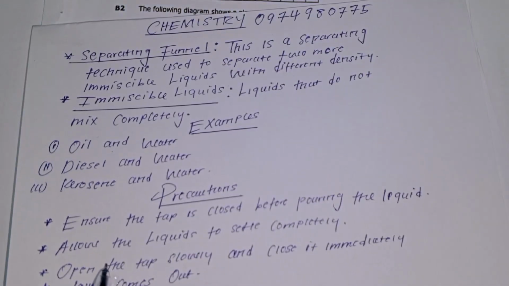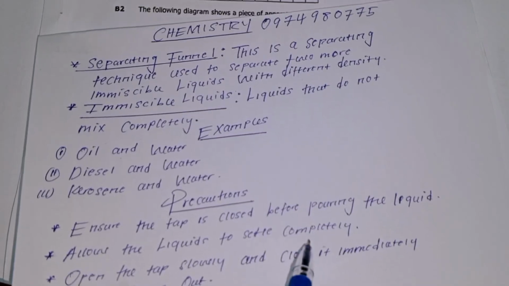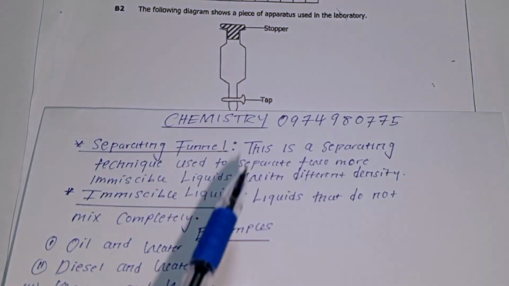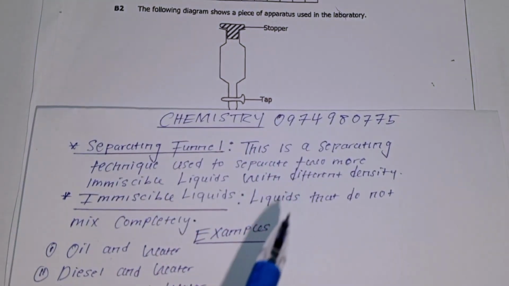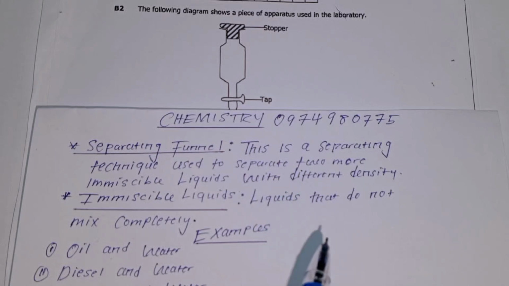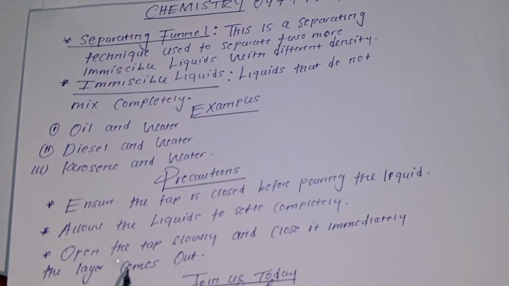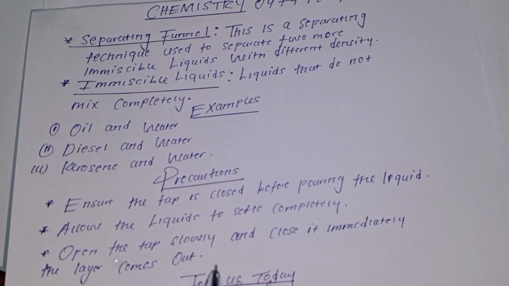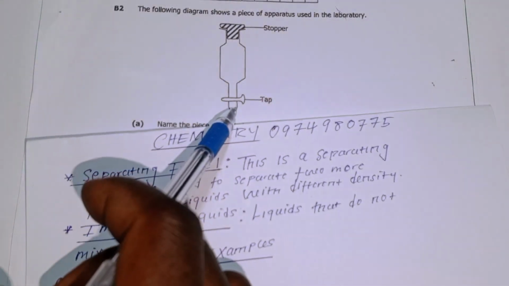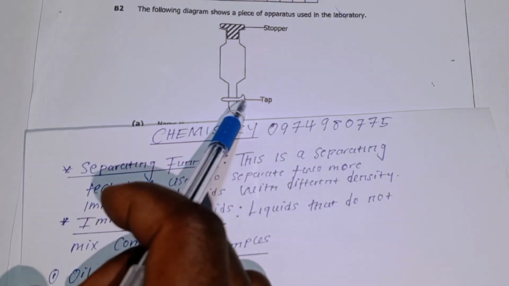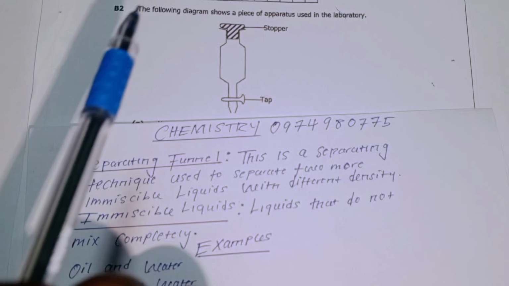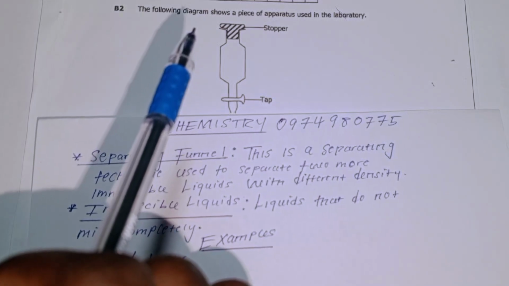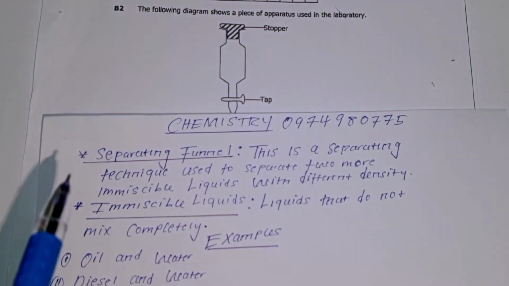Then apart from that, allow the liquids to settle completely before shaking. So when you pour those liquids in this separating funnel, you need to ensure that the liquids settle completely before shaking them. Then, open the tap slowly and close it immediately the layer comes out. So when you start separating here, you need to make sure that you open the tap slowly, and you close it immediately the liquid or the layer comes out.